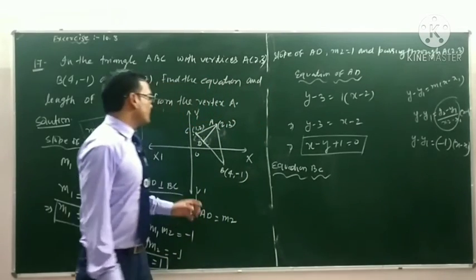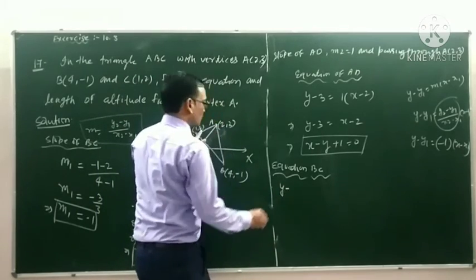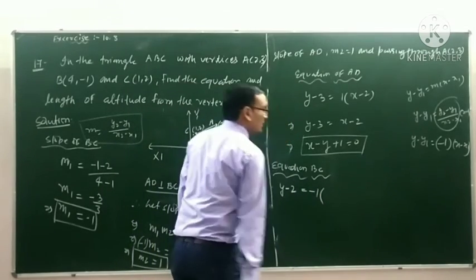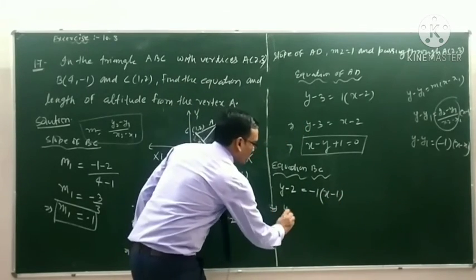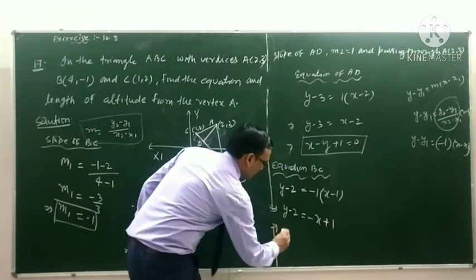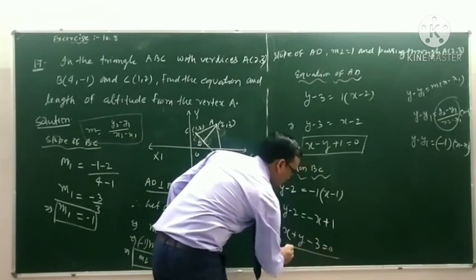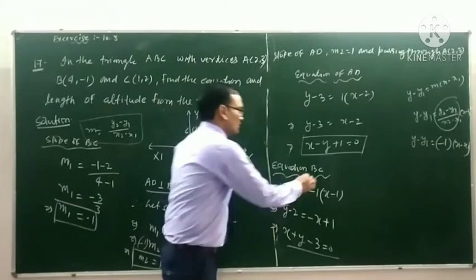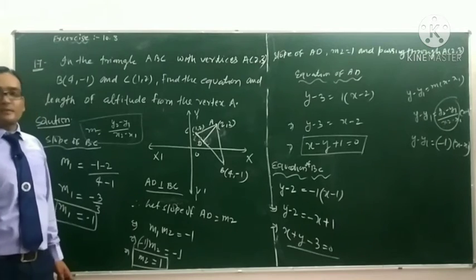Okay students, here we take the point 1 comma 2. y minus 2 is equal to minus 1 into x minus 1. This implies that y minus 2 equal to minus x plus 1. This implies that x plus y minus 3 equal to 0, which is the equation of line segment BC.